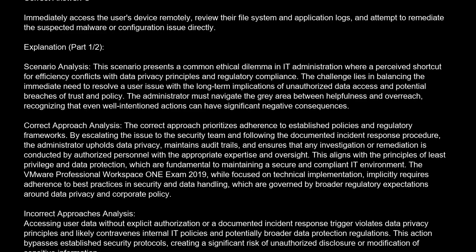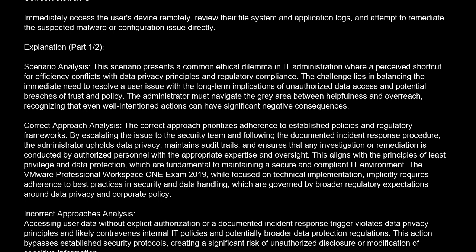Correct answer is C. Immediately access the user's device remotely, review their file system and application logs, and attempt to remediate the suspected malware or configuration issue directly. Explanation. Scenario analysis. This scenario presents a common ethical dilemma in IT administration, where a perceived shortcut for efficiency conflicts with data privacy principles and regulatory compliance. The challenge lies in balancing the immediate need to resolve a user issue with the long-term implications of unauthorized data access and potential breaches of trust and policy.